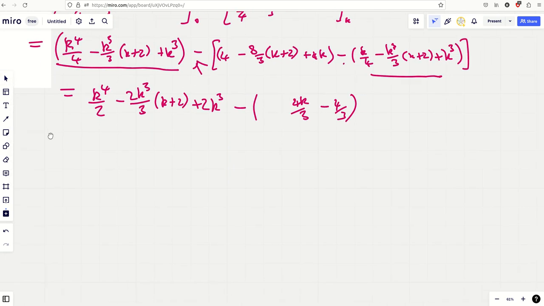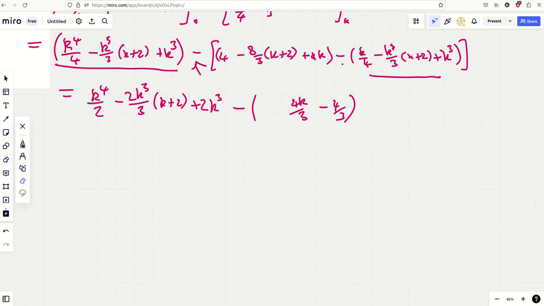Okay, so let's try and write down our final answer. Now, we are going to have lots of k to the power of 4s here, because we're going to have basically a half k to the 4 minus 2/3 k to the 4, yeah? And a half minus 2/3 is going to be 3/6 minus 4/6, which is minus 1/6, so it's minus k to the 4 over 6. And then what do we got for the cube terms? Well, we've got minus 4k cubed over 3, then plus 6k cubed over 3. Well, that's plus 2k cubed over 3.